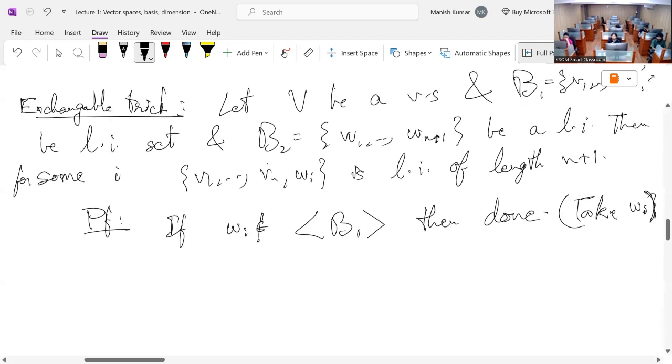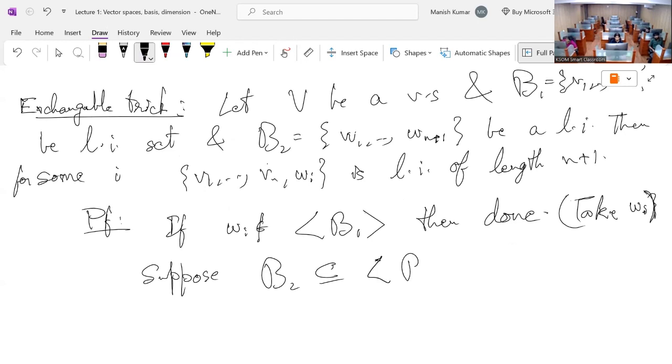So suppose this is W1. Suppose this whole set B2 is contained in the span of B1. Then we will show there is some contradiction. What will happen is we'll get that the Wi's are linearly dependent.